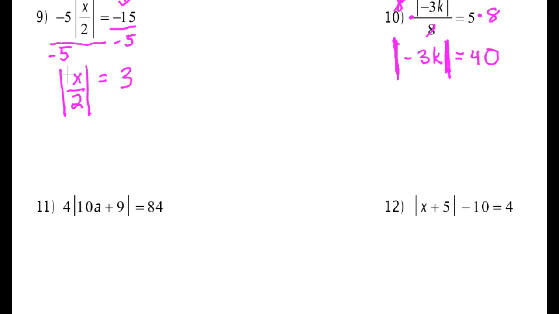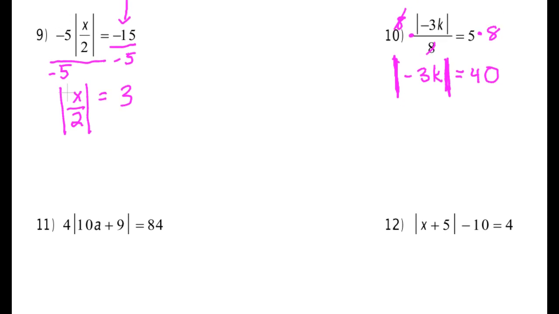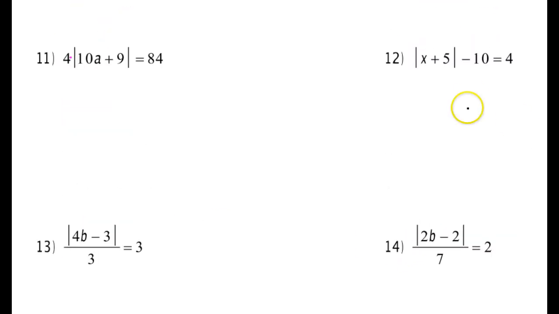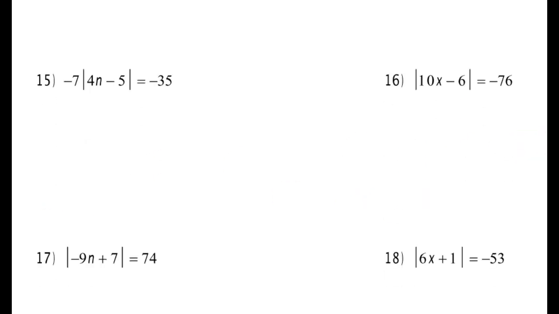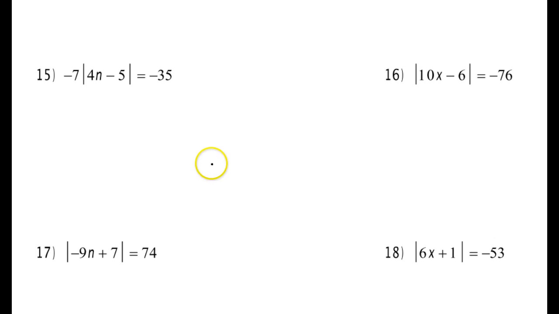So verbally, number 11, what do we have to do first? Divide by 4. So on the outside, this is multiplication, 5. What about number 12? Add 10. Yeah, so it's subtraction, add. Number 13? Times 3. Division by 3, times 3. Number 14? Times 7. 15? Divide by negative 7. So this is going to have a solution. Negative 35 divided by negative 7 will be positive 5. It does have a solution. What about number 16?